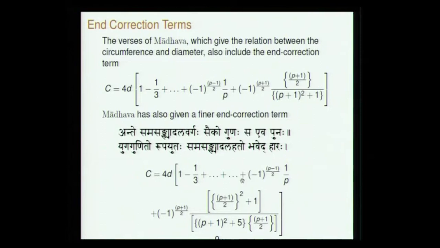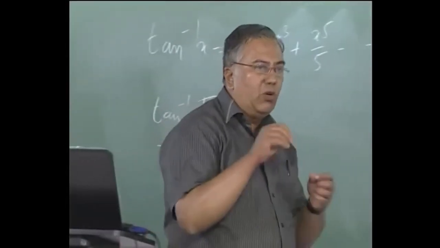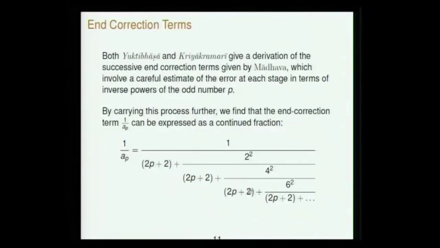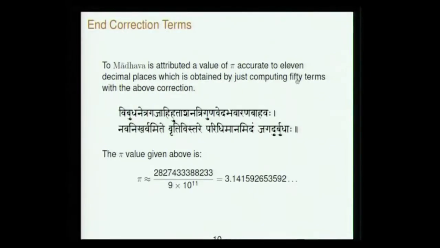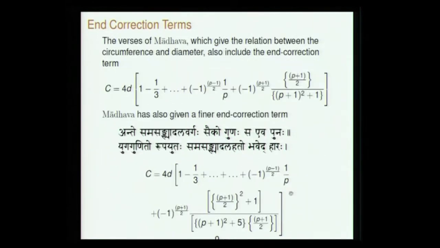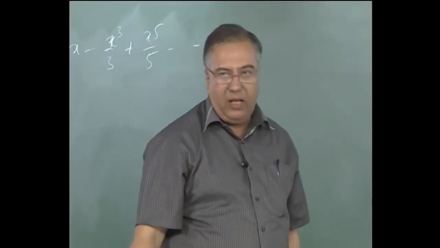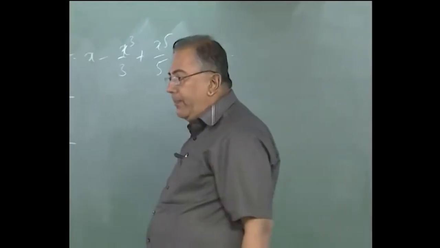Shankaravarya in Kriyakramakari says this is a sukshmatara, a much more accurate, much finer correction term due to Madhava. So how does this help? In fact, if you calculate 50 terms, that is up to p equal to 99, using just this correction of Madhava, then you will obtain the following value which is attributed to Madhava. This verse appears in the Aryabhatiya Bhashya of Nilakanta Somayaji, saying that the following verse was given by Madhava for an accurate value of pi.